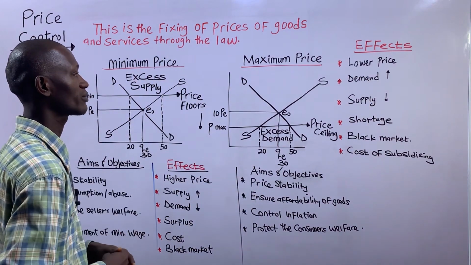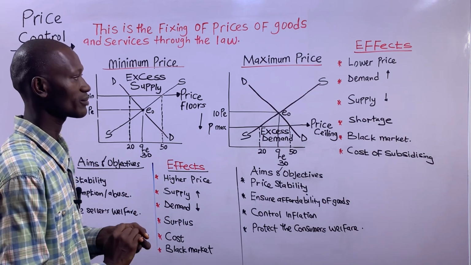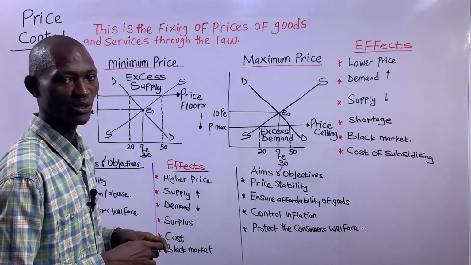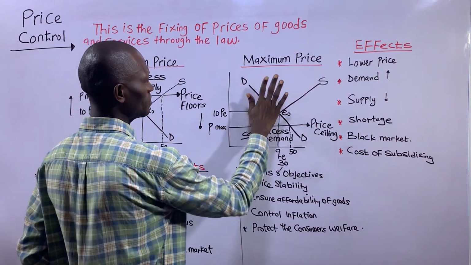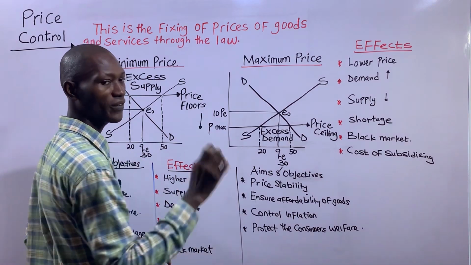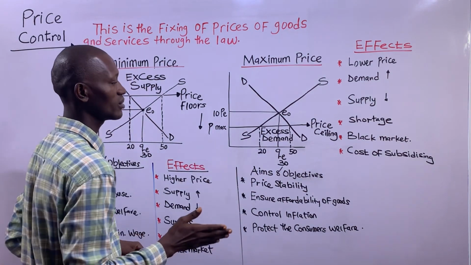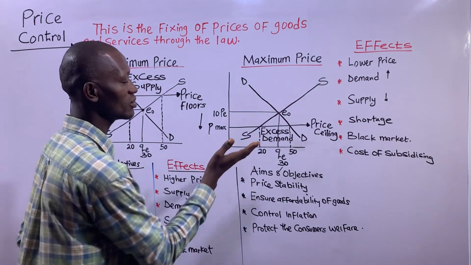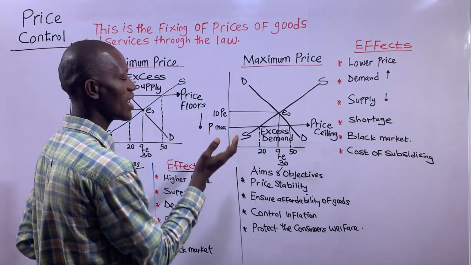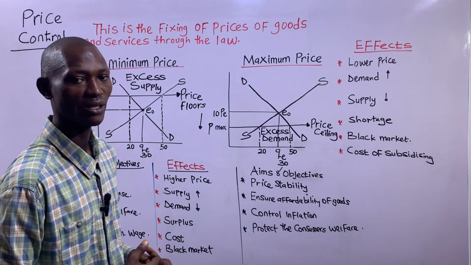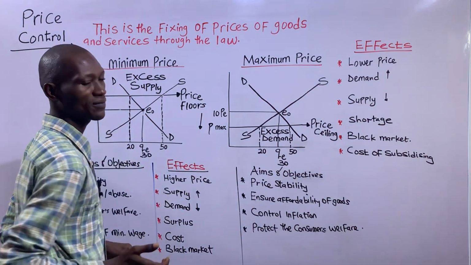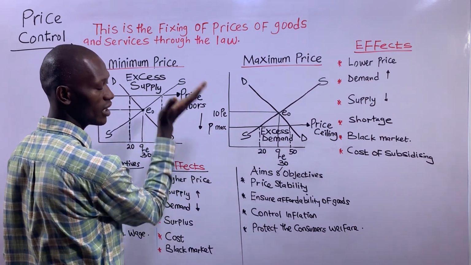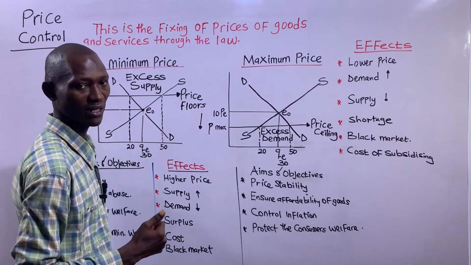Then let's talk about maximum price legislation. Maximum price legislation is also one of the types of price control that we have. With respect to maximum price legislation, it is the fixing of prices of goods and services by the government below the equilibrium price in such a way that the price is not allowed to increase above the statutory price fixed by the government. So this is the statutory price enacted by the government into law, and nobody must sell above this PMAX, which we have here.